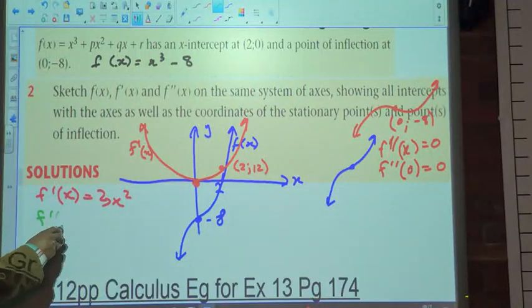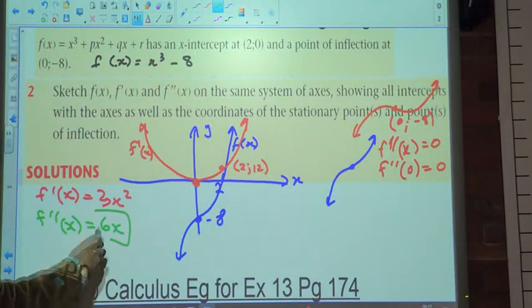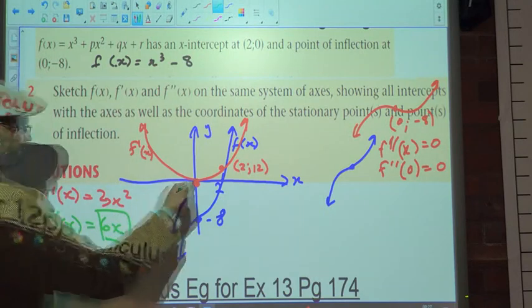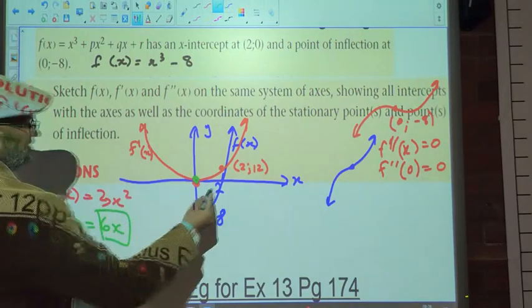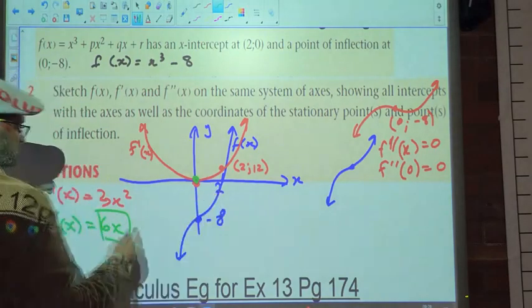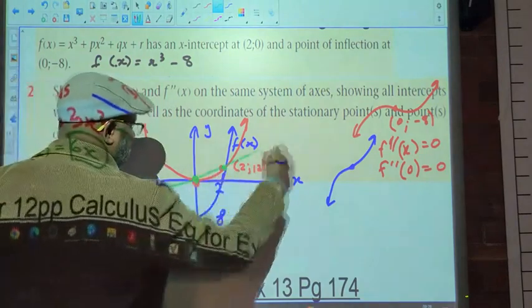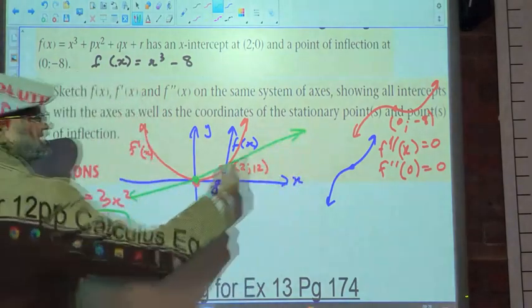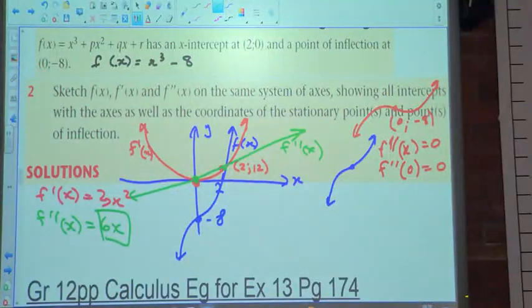And your second derivative is going to give you 6x. So I draw this y is equal to 6x. Y-intercept 0, x-intercept is 0. So we need another point to draw this graph. So let's substitute 2 in. So if x is 2, y is 12, which is also that point. With the ruler I draw this line, and that is my f double dash of x graph. Okay?